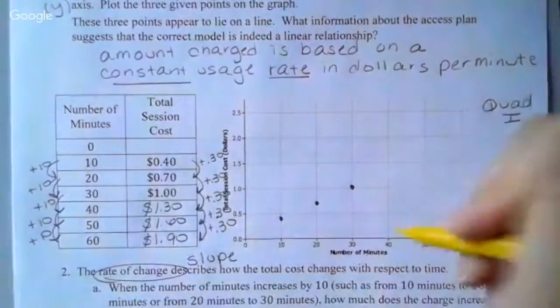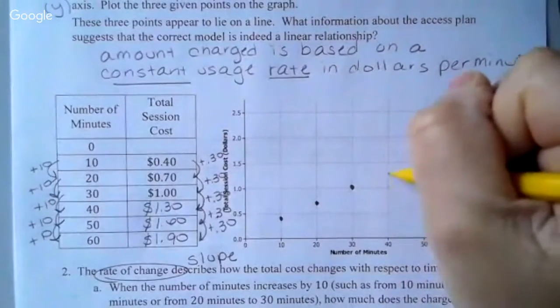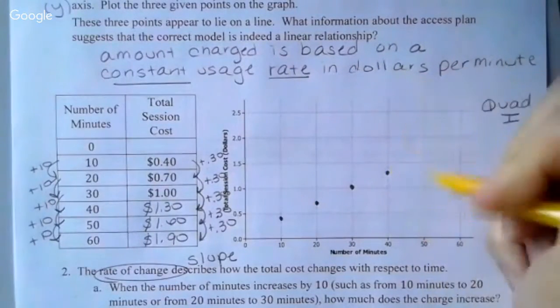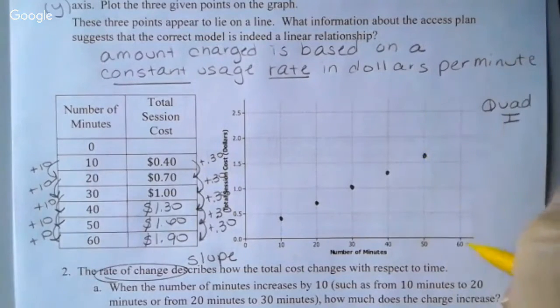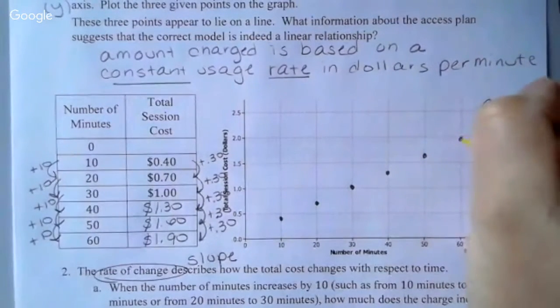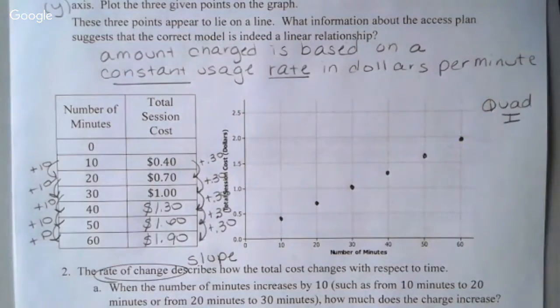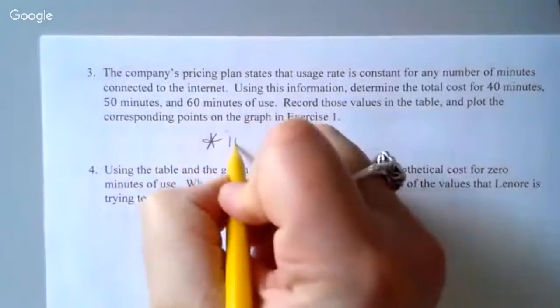So now I can plot those. 40, 130. It's about there. 50, 160. And then 60, 190, just below 2 there. Okay, so if I go back to question 3, we'll just put that this is in the table.